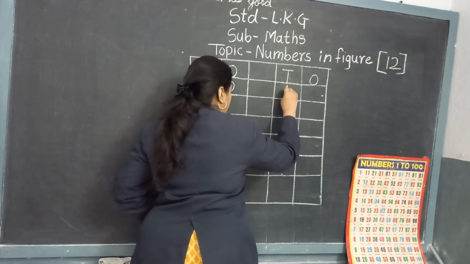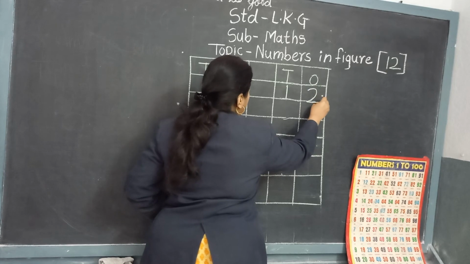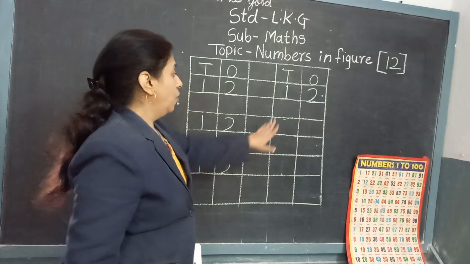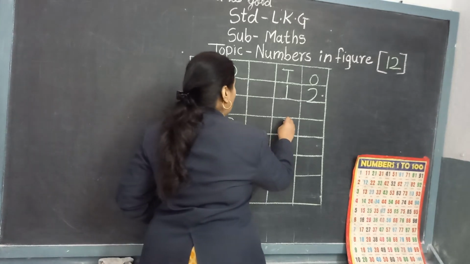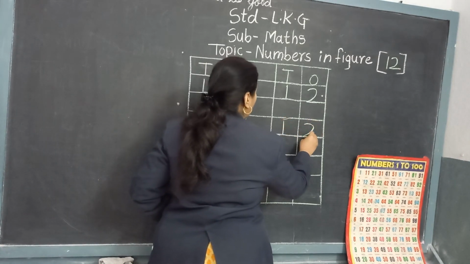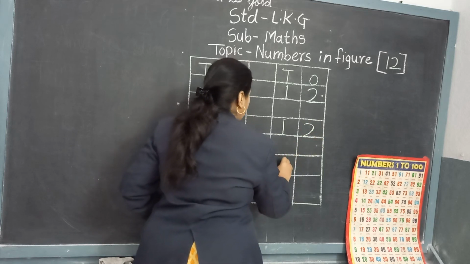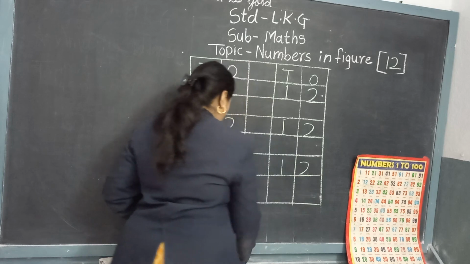After this, leave one square and write again tens place and ones place. Write 1 under tens place and 2 under ones place. 1, 2, 12. Again write 1, 2, 12. Leave one square and write here 1, 2, 12.